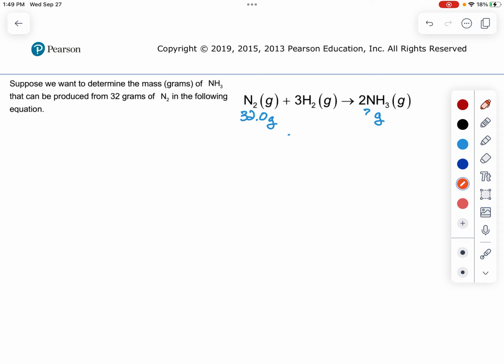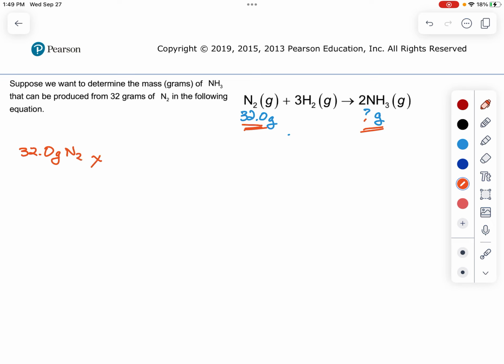I have a habit of putting the relevant information underneath the equation. I think it helps me keep track of pieces of information I'm going to use. So I would encourage you to consider that as a habit when you're solving these kinds of problems. So I have 32 grams of nitrogen, and I want to know how many grams of ammonia that will make. So I'm going to start with what I have, 32.0 grams of nitrogen.